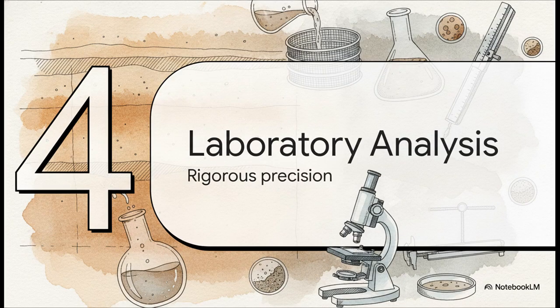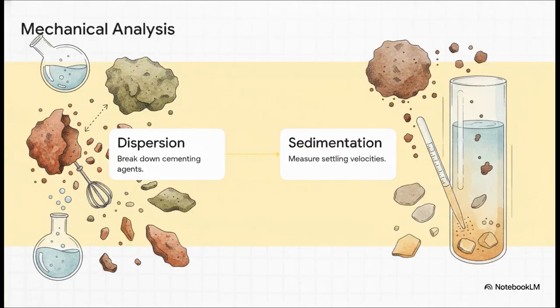Section 4, laboratory mechanical analysis. Time for some rigorous precision. Field tests are great, but sometimes you need strict scientific exactness. That's where laboratory mechanical analysis, or particle size analysis, comes in. It's a mandatory two-step process. Step 1 is dispersion.